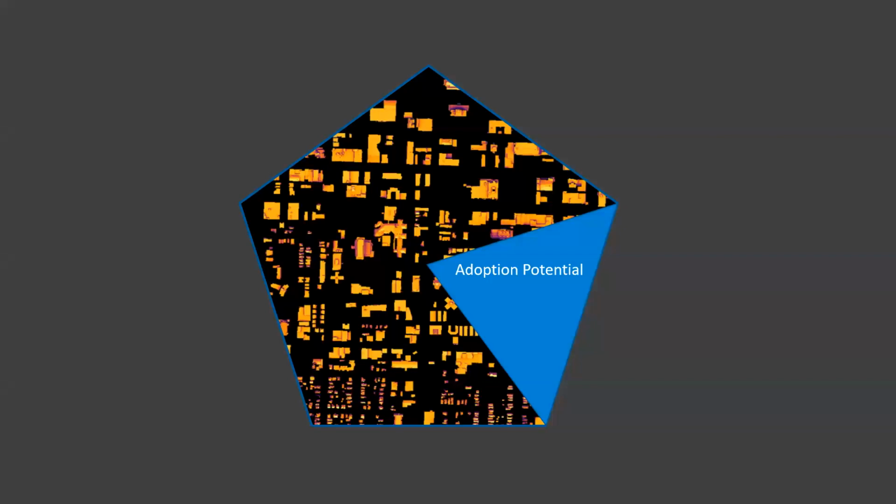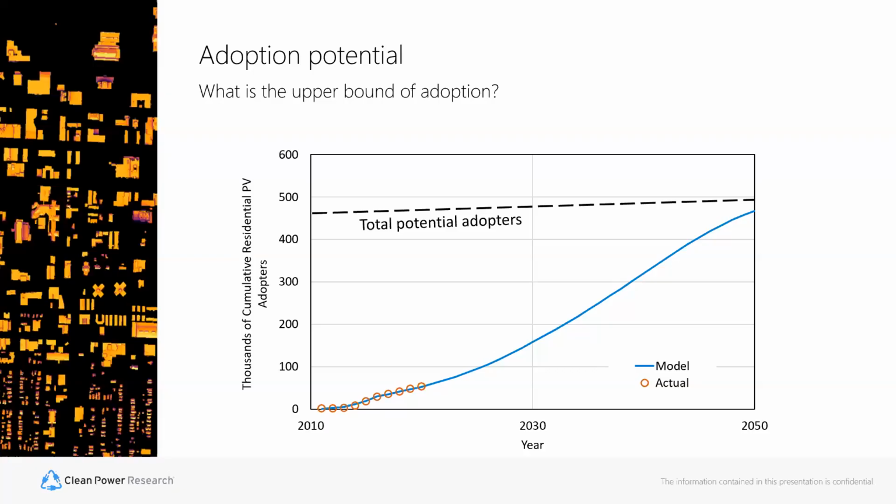All right, so now that we have a database of the solar adopters and their system sizes, now we want to look at the top of the curve. What is that adoption potential? All right, so we're building these S curves of adoption, and we need to know where the top level of that is. So we're looking for where that line is, and we're also looking for whether or not it's changing over time.